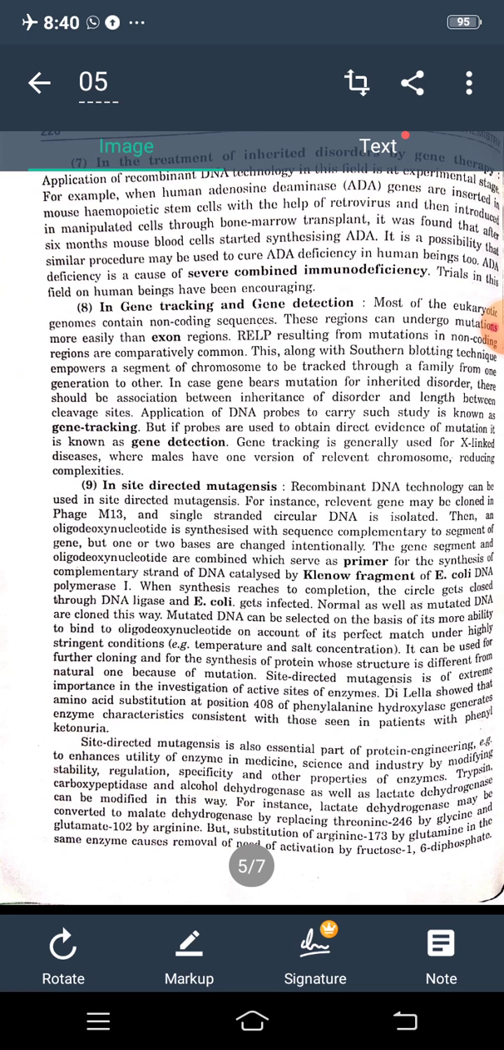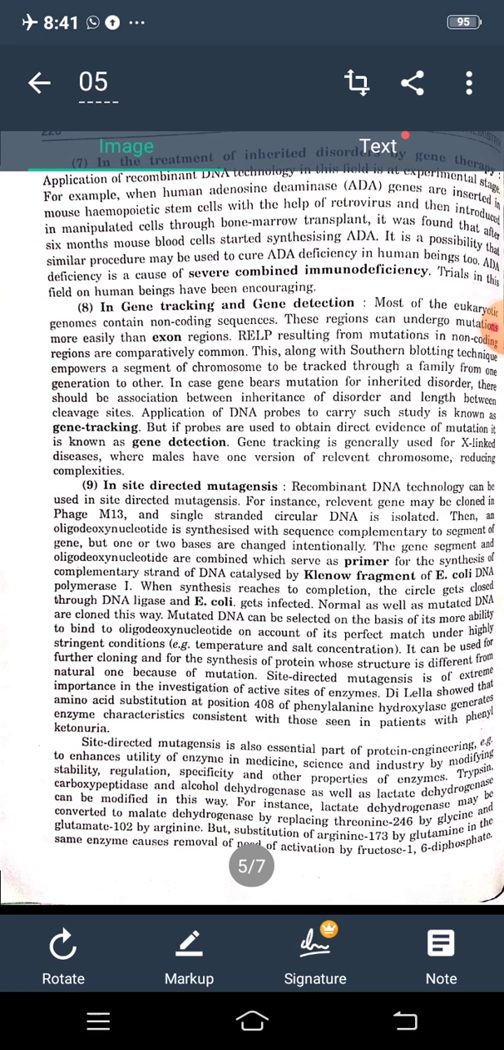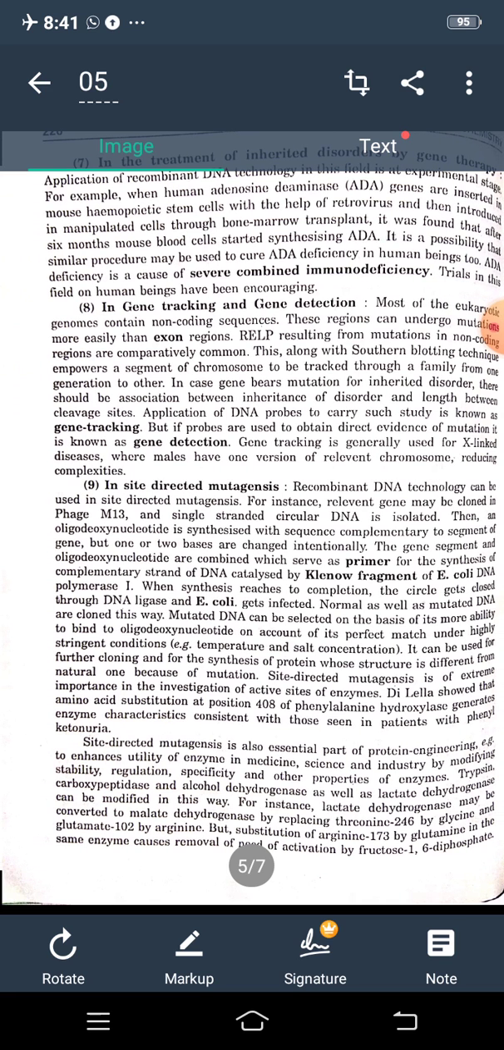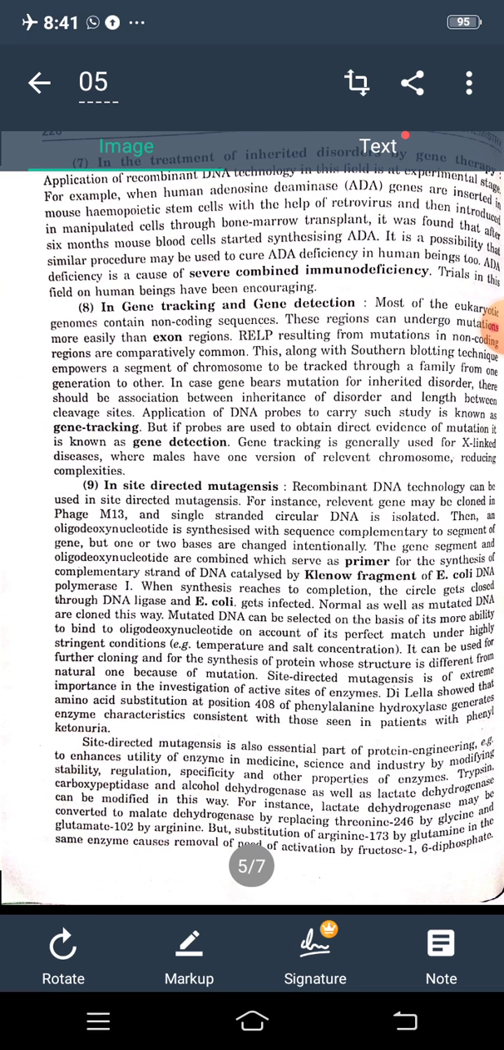For instance, the relevant gene may be inserted in phage M13 and single stranded circular DNA is isolated. Now we can discuss that site directed mutagenesis is also an essential part of protein engineering, for example of stability, regulation, specificity, and the properties of coenzymes. Trypsin, carboxypeptidase, and alcohol dehydrogenase as well as lactate dehydrogenase can be modified in this way.